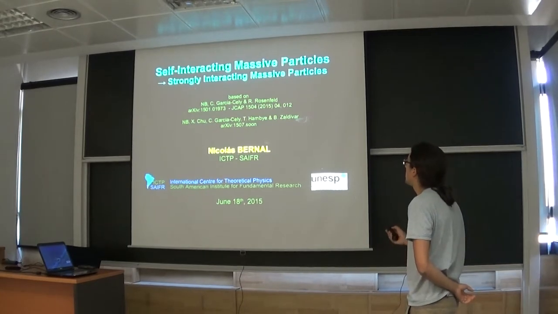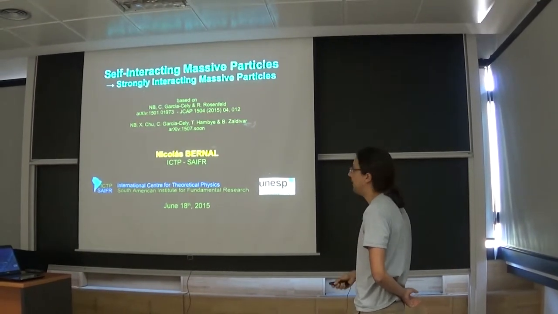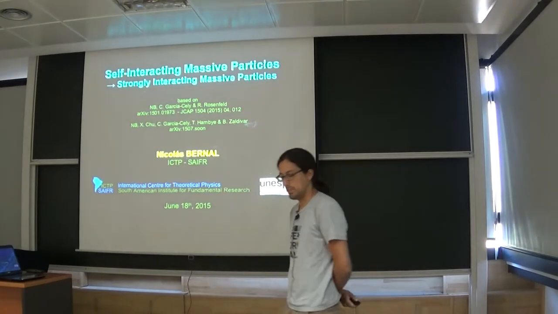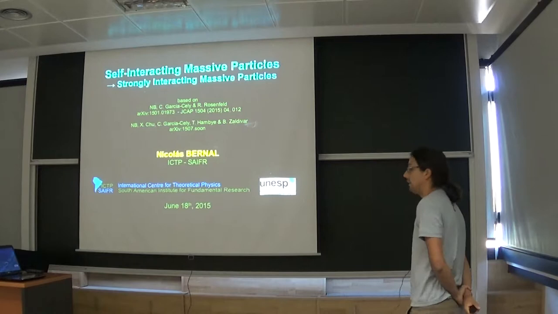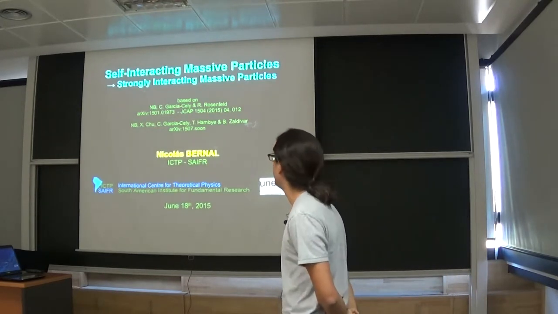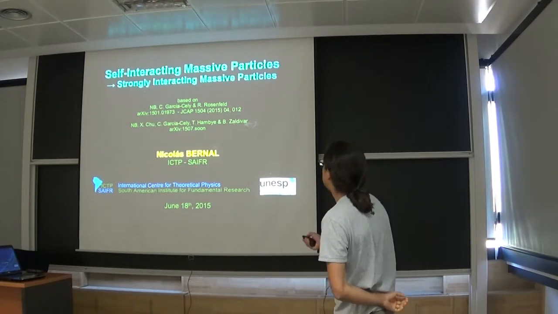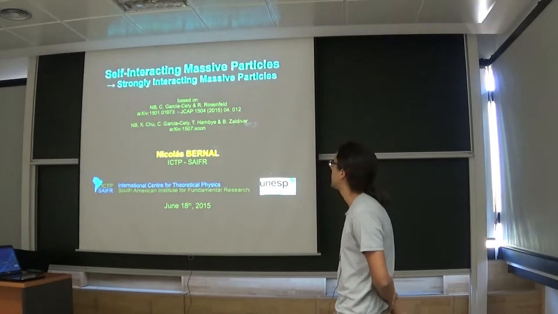So in particular, I will talk about these two articles. One is in the context of scalar dark matter, protected by a Z3, not by the usual Z2. This Z3 comes from a spontaneous breaking of a U(1). And this second paper is about vector dark matter, in the context of hidden vector dark matter.